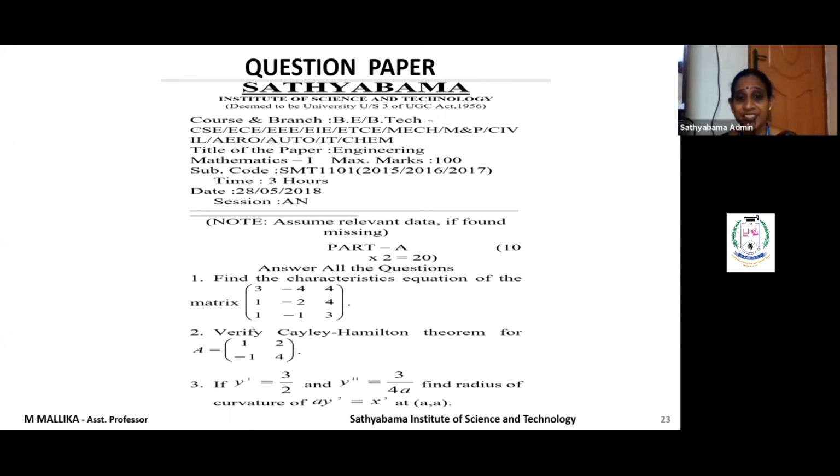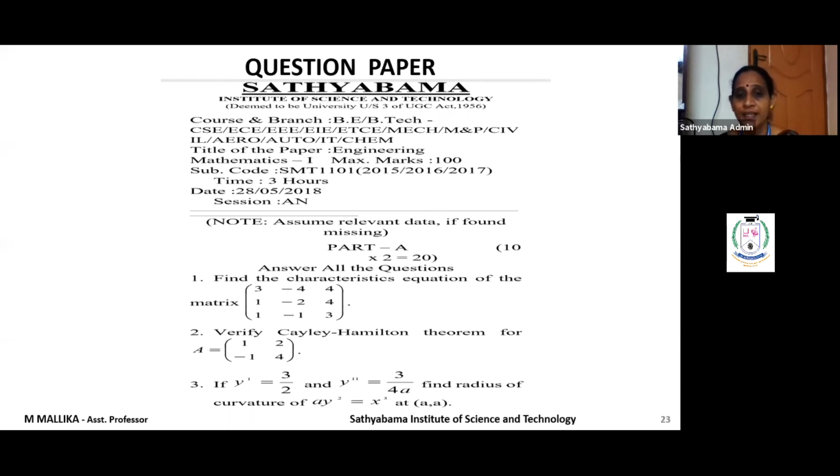The third question is radius of curvature. And here they have given you the answers itself. See, y dash is 3 by 2, y double dash is 3 by 4a. You need not calculate them. The first derivative and second derivative are already given to you. What you have to do is simply use the formula. What is the formula for radius of curvature?